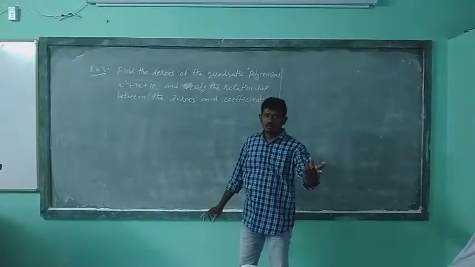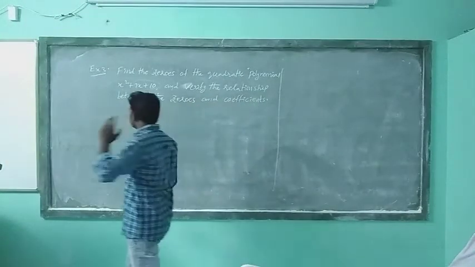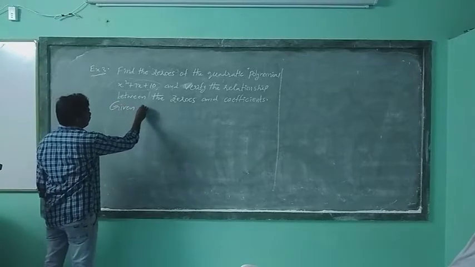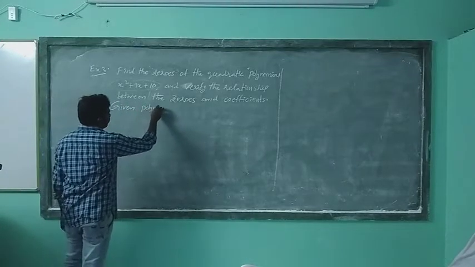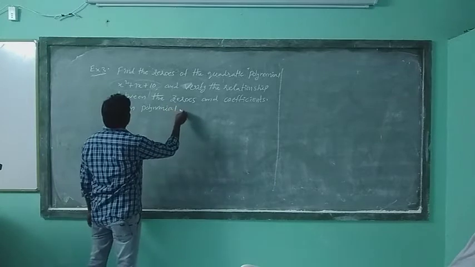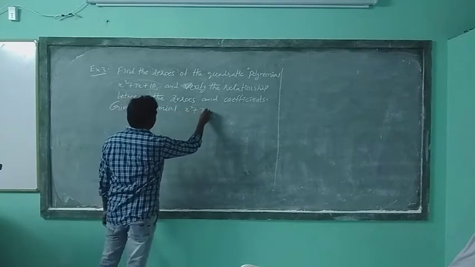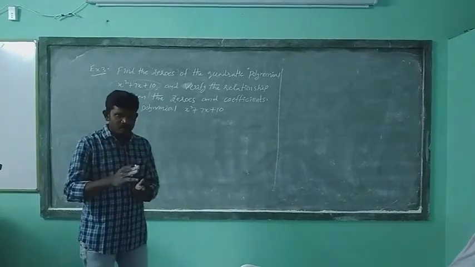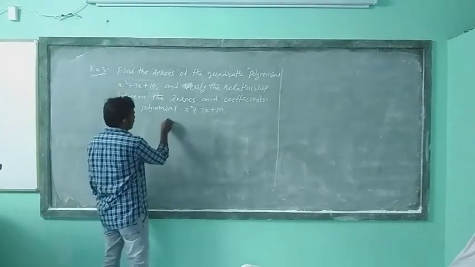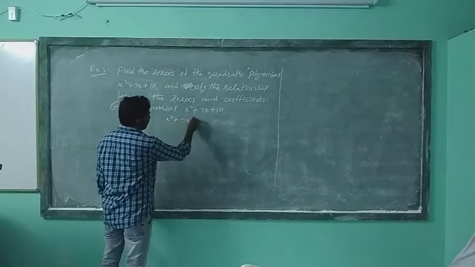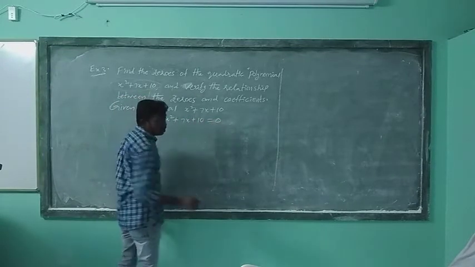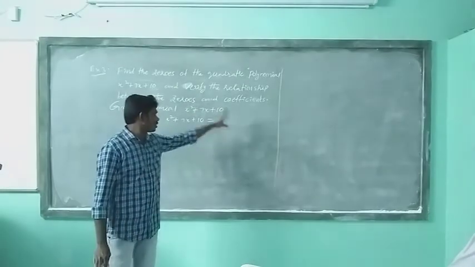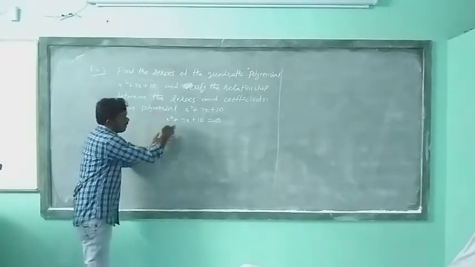Next, verify. Now, listen carefully. First, the given polynomial is x square plus 7x plus 10. Now, first of all, find the zeros of the polynomial. Now, x square plus 7x plus 10 equal to 0. We know that zeros of the polynomial means it is equal to 0. First of all, find its factors.